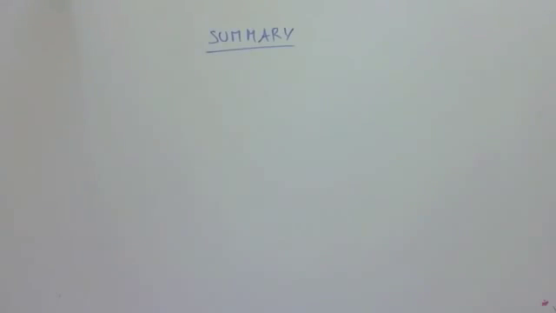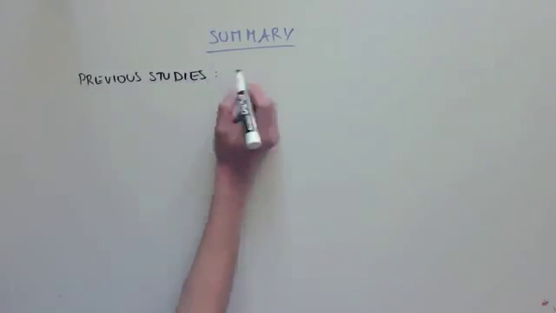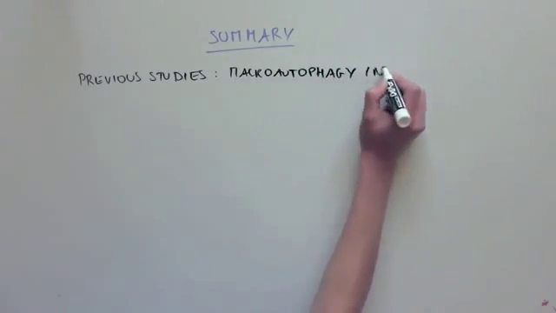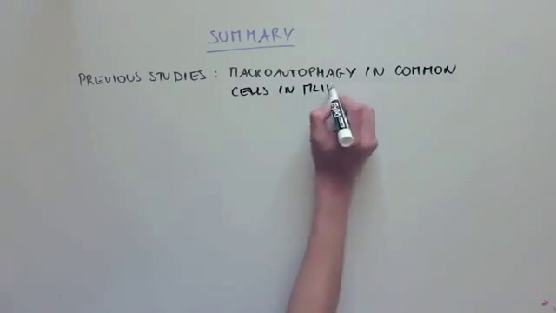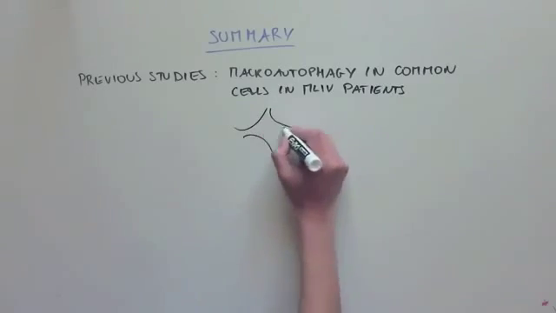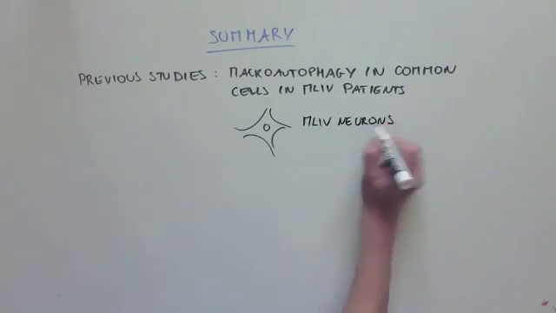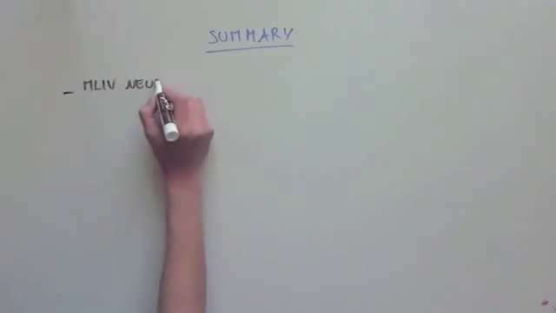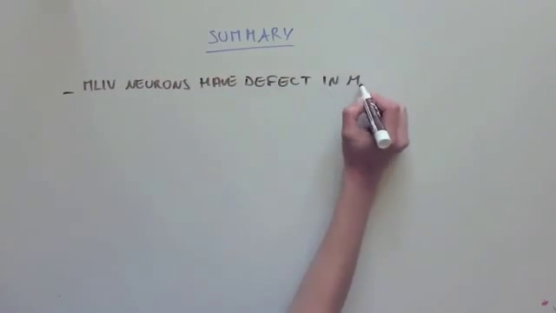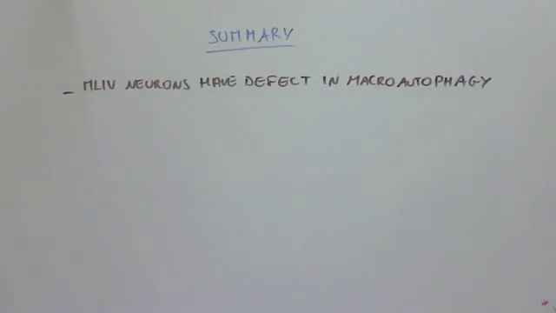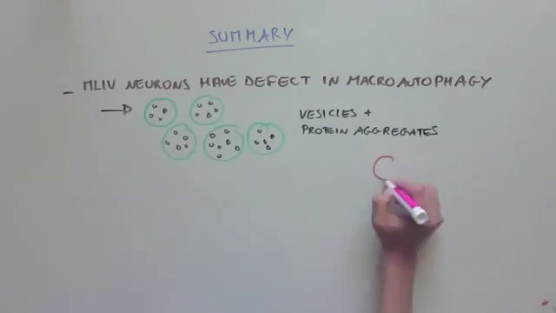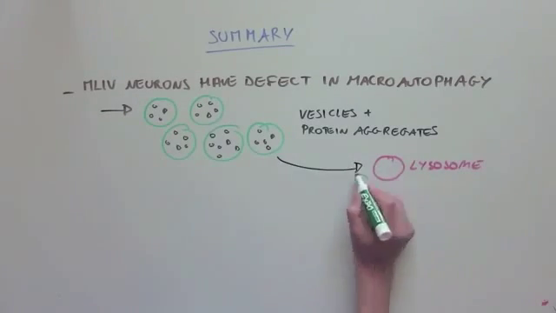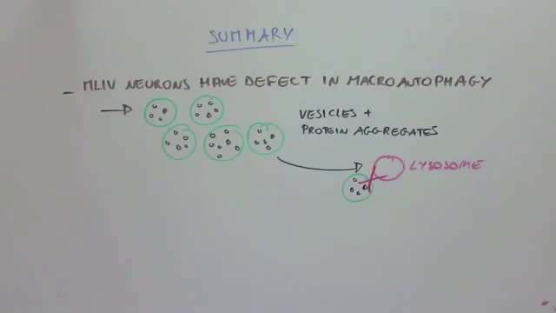So what did this study show? Although previous studies had looked at the macroautophagy pathway in human cells that are found throughout the body, no one had studied what happens in the neurons in ML4 disease. This study showed for the first time that ML4 neurons have a defect in the macroautophagy pathway, which causes accumulation of vesicles, because the vesicles cannot fuse with the lysosome and be broken down.